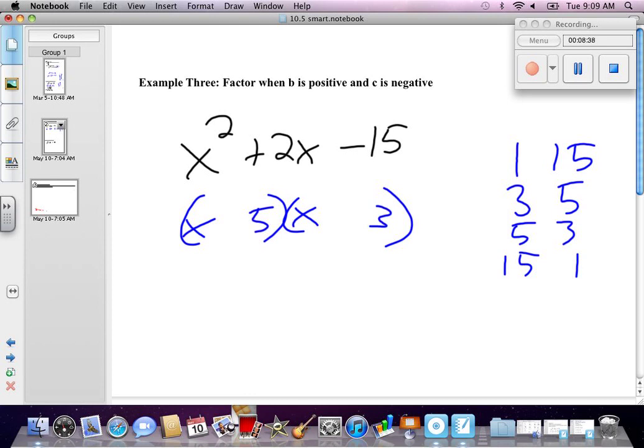No, if the sign in front of your C is a negative, one has to be negative, one has to be positive. So which one goes where? You've got a positive 2. So which one would have to be positive, 5 or 3? 5.